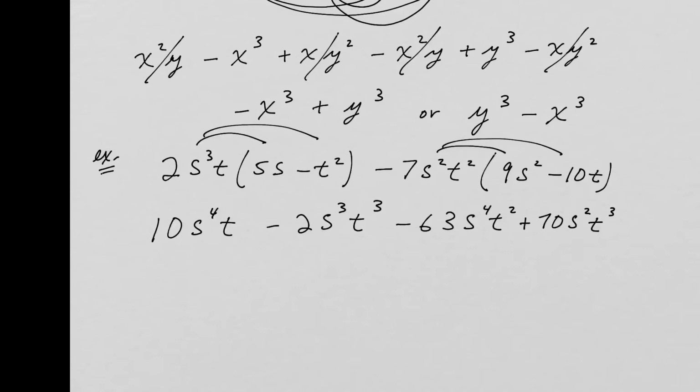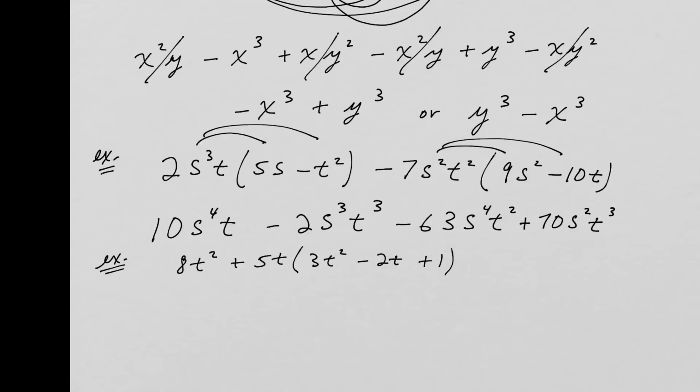Okay, let me do one more example, and then we'll go on to 5.6. So let's say I want to simplify this expression: 8t squared plus 5t times 3t squared minus 2t plus 1.